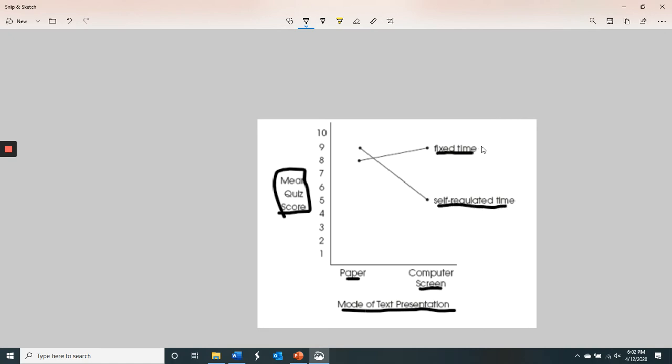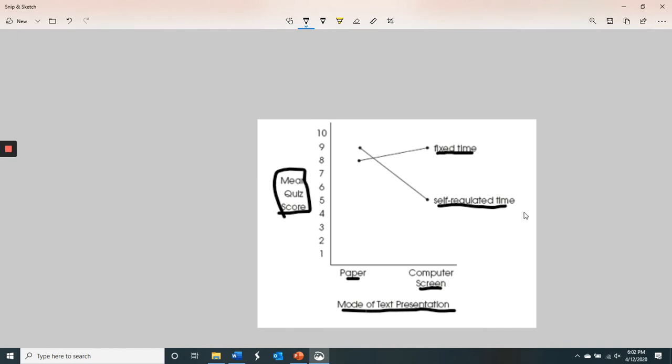So in one condition, you say that there's a fixed time. So you say you have 10 minutes to do this task and to take the test. And in this one, it's self-regulated. So you give the person the text. You say, well, go ahead and read this. And whenever you want, take this test, and the test is on time. So that's what self-regulated means. There's no time limits.